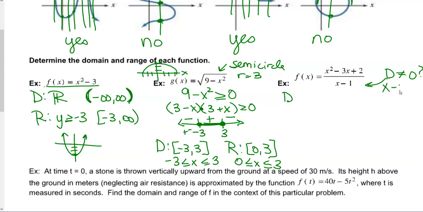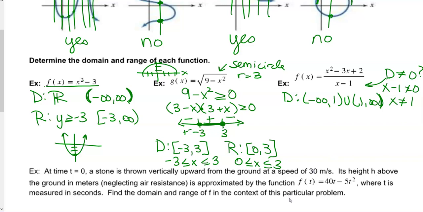So where is x minus 1 not equal to 0? Well, we can just add over 1 and say that x is not equal to 1. That could be my domain. But if I want to write it as interval notation, I want to show you that as well. We would go from negative infinity all the way up to 1. I would skip over the 1, so I have to bring in the union, and go from 1 to infinity. So that would be my domain: negative infinity to 1, union 1 to infinity.